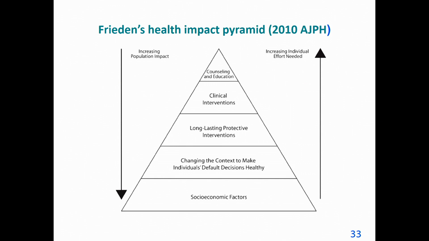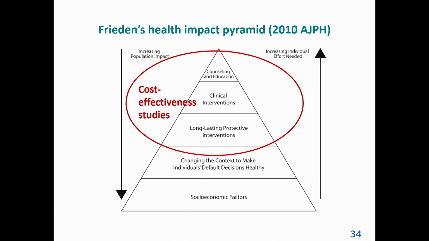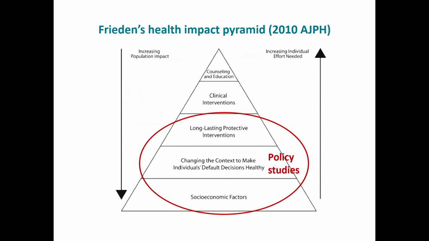This is the health impact pyramid that a former CDC director published a few years ago, showing the population level impact and the individual effort needed. And the cost effectiveness studies that have been done typically focus on the upper end of this pyramid. And what I wanted to just highlight was that the policy studies can focus more on these population level factors that can have an even bigger impact on STI rates.